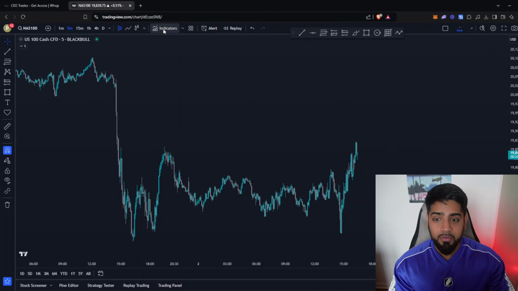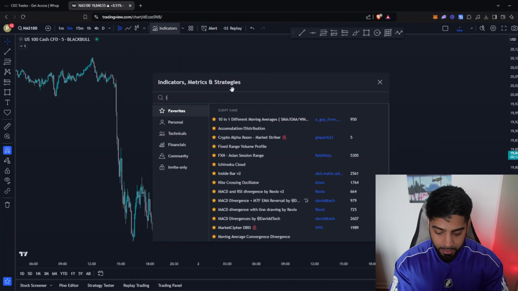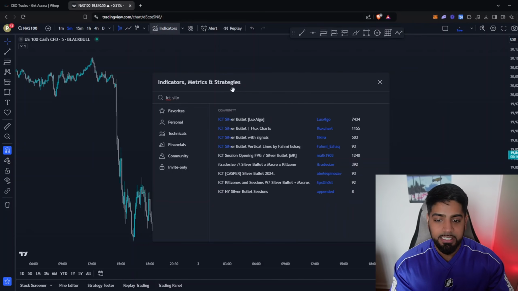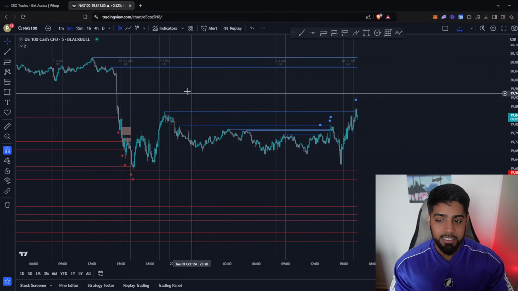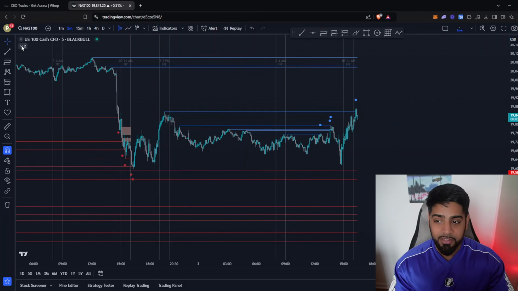So first you're going to come over to this indicators tab up here and you're going to type in ICT silver bullet. And when you do that, the first one that pops up by LUX Algo that has 7,434 people using it, you're going to click on it and it's going to turn your chart into an absolute mess. Now we have to configure it so it's easier for us to look at.